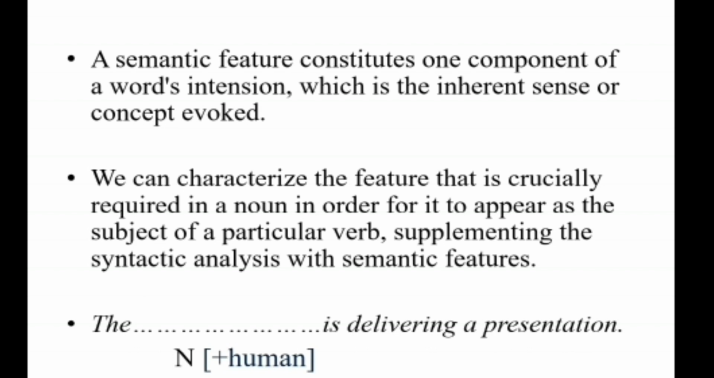So here it could be, for example, the student is delivering a presentation, the teacher, the doctor, the journalist is delivering a presentation. But if we choose a subject or a noun which is non-human, like say table, a dog, a horse, or a window, the sentence would be semantically odd or wrong.